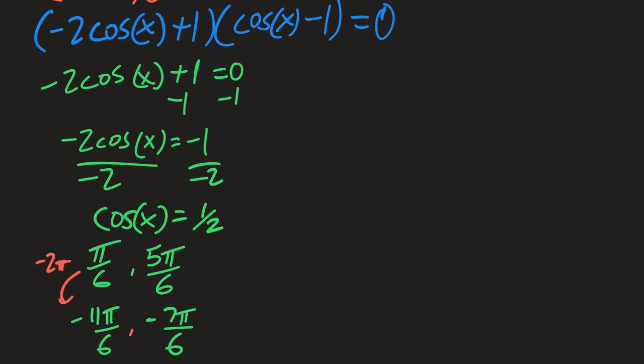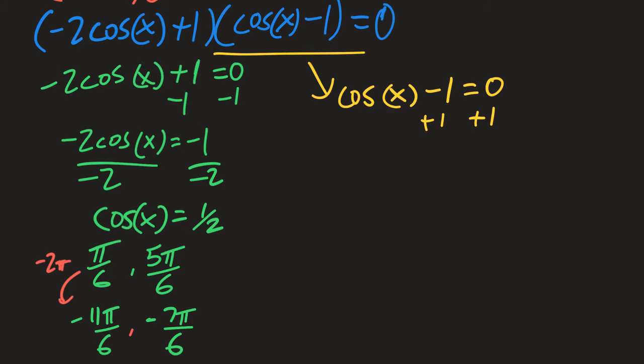Now let's see the other ones that we get from that cosine x minus 1. So if we solve the second parentheses right here, we're going to get some new solutions. Cosine x minus 1 equals 0. Let's move that 1 over. Cosine x equals 1. And we're going to get two solutions for this again.